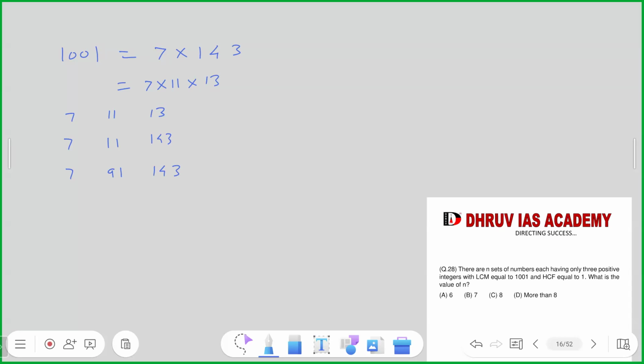Another combination can be 11, then 77 and 143. Or 11 and 77 and 91. So many combinations there. If you just go on listing like that, it will be more than 8. We'll try to find at least 8 or 9, so we can be sure. Any other combination here? 7 into 91, 11 into 7. What else? 13 and 11 and 77, 13 and 143 and 77.